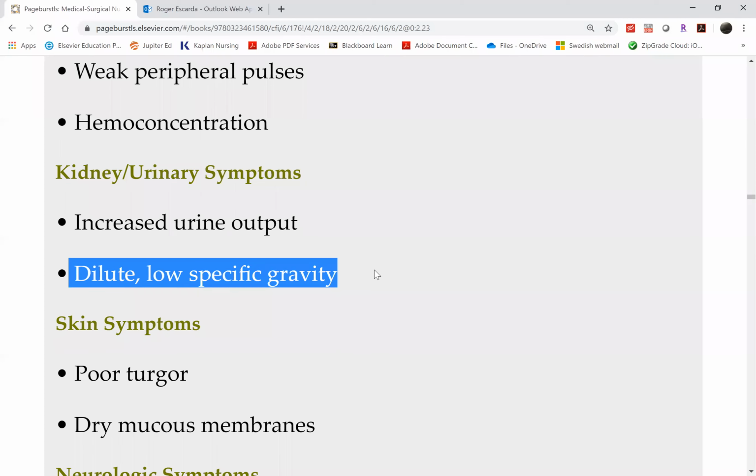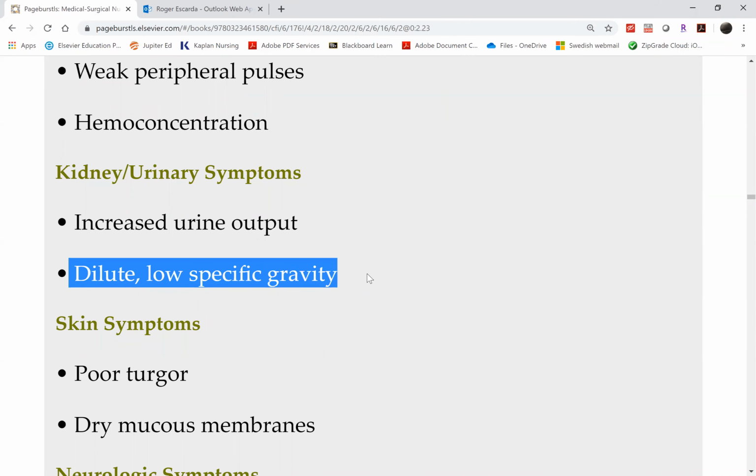In all other dehydrated patients, yes, they have decreased urine output, they have a very high specific gravity. This is the only exception. This one and syndrome of inappropriate antidiuretic hormone, these are the only two that break the rule. The general rule is you're dehydrated, your urine is supposed to look very concentrated, you're supposed to have decreased urine output. But in diabetes insipidus, you become dehydrated because you're making so much urine.